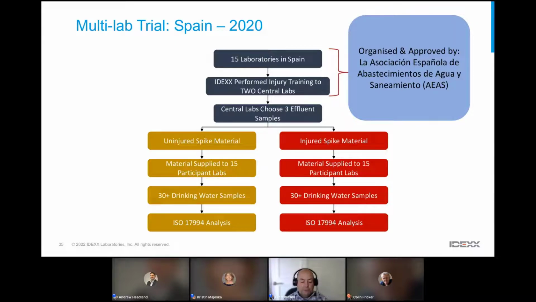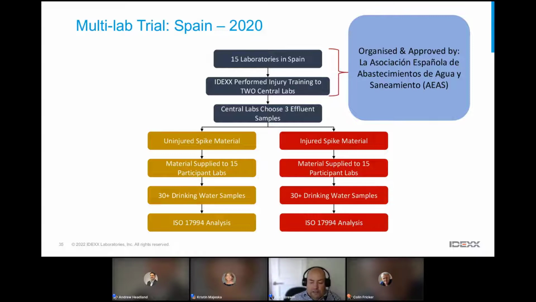It was also very stringently controlled by a corporation called AEAS. I'm not going to try and pronounce that in Spanish, but AEAS basically guided us on how the trial should be performed, and we had to submit very stringent protocols which they would review and agree upon.